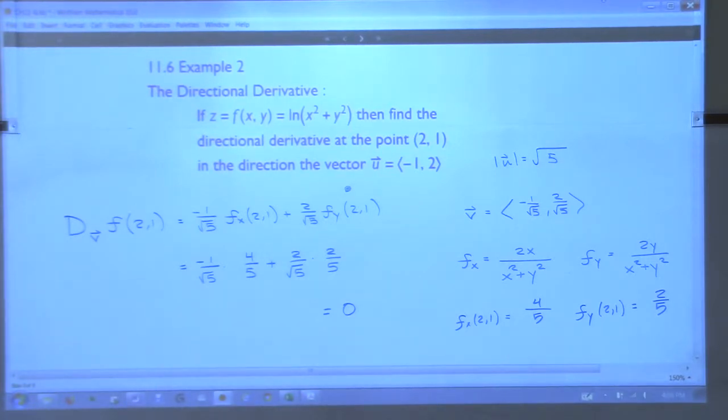Which means what? Well, it's flat in that direction. Yeah, in that direction I have no rate of change, no increase or decrease. Now that doesn't mean that I'm at a top, right? That doesn't mean that I've hit a peak of a hill. It just means in that direction there's no rate of change.